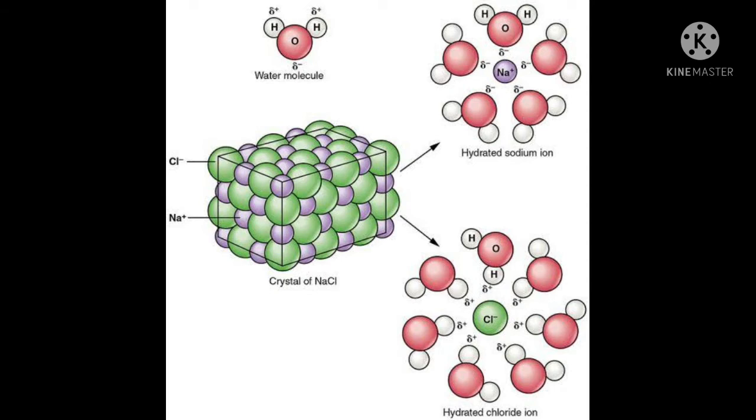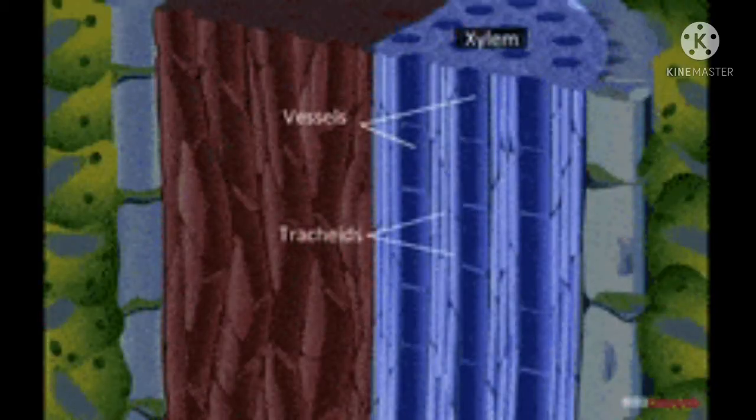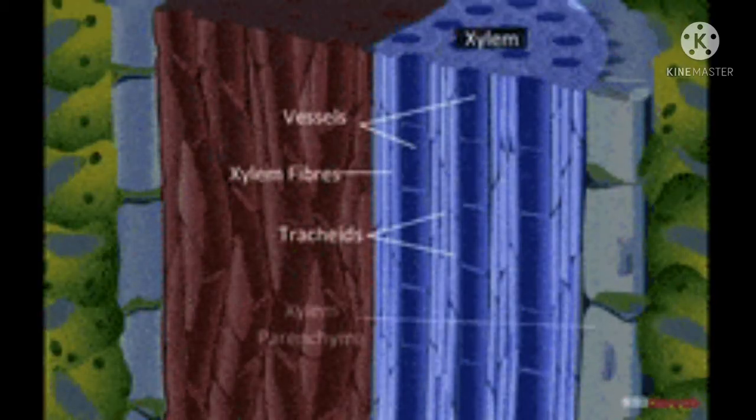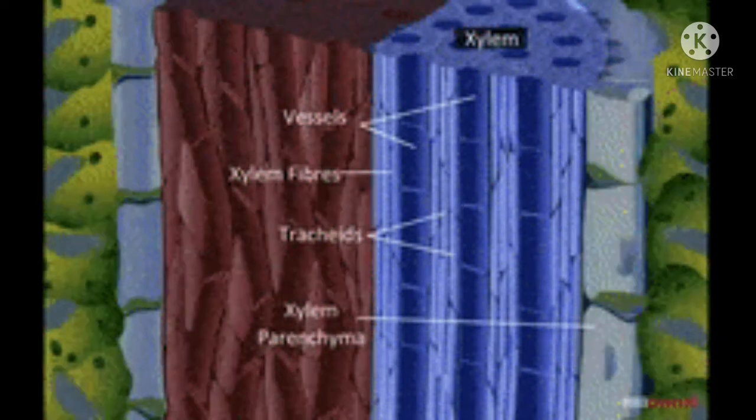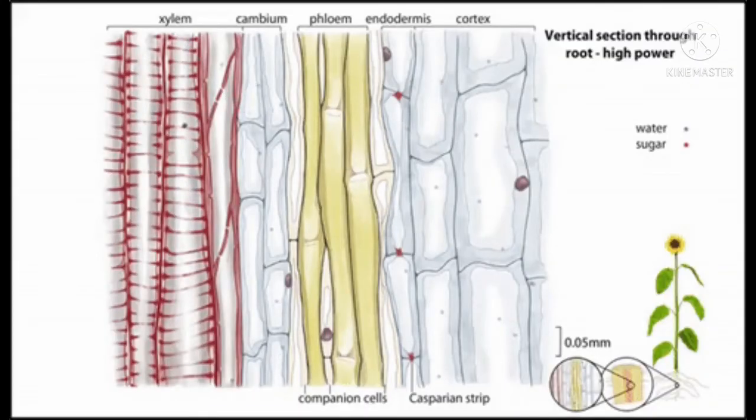Take an example of NaCl. It is in the form of Na+ and Cl−. These ions are absorbed and travel with water in the xylem vessels. They may also pass laterally from xylem to phloem. Thus, mineral salts are one of the natural factors in plant growth.